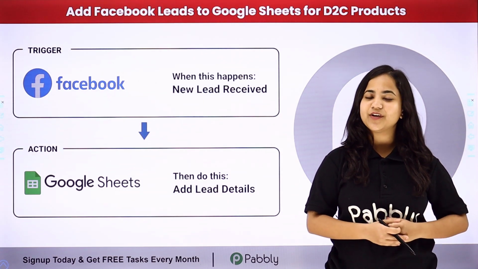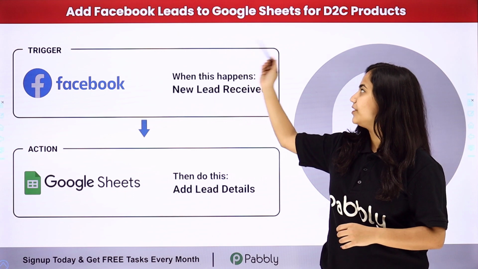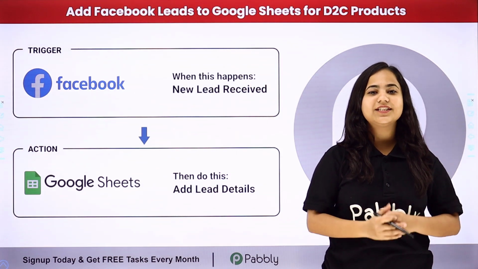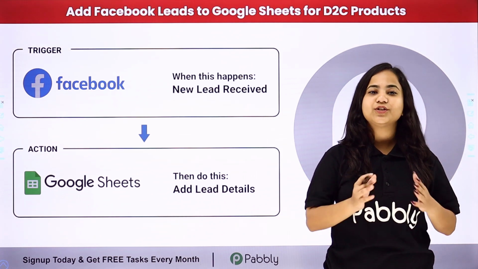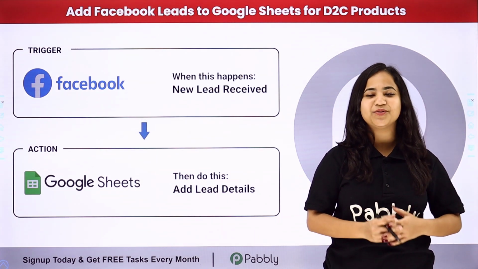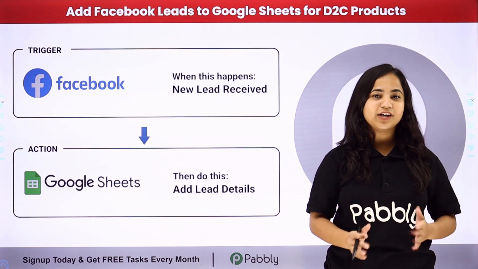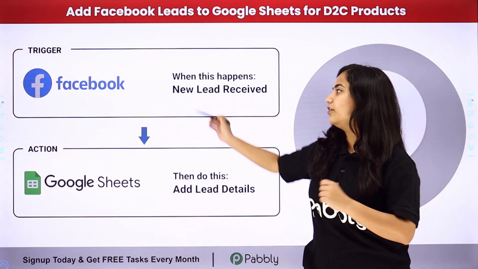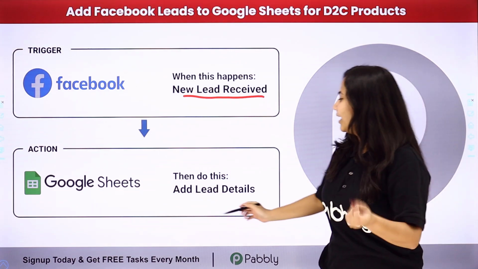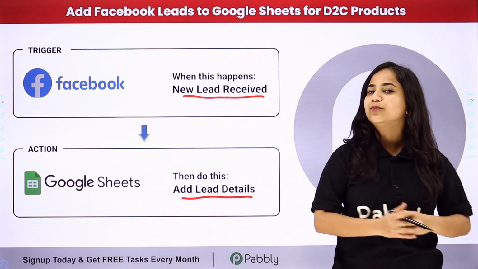Today in this video, we are going to see how to add Facebook leads to Google Sheets for D2C products. So D2C stands for direct to consumer. I am running a cosmetic products business, and to market my business, I am using Facebook lead ads. And here my objective is that whenever a new lead is received through Facebook lead ads, automatically that lead's details would be added into my Google Sheets.